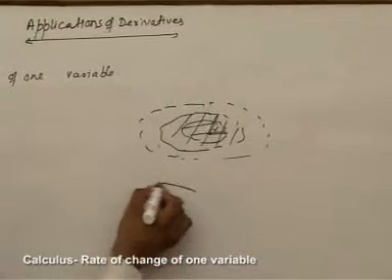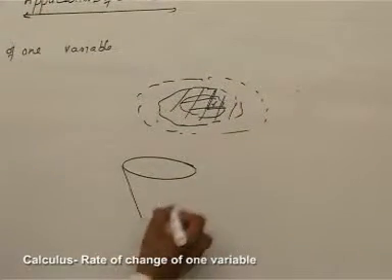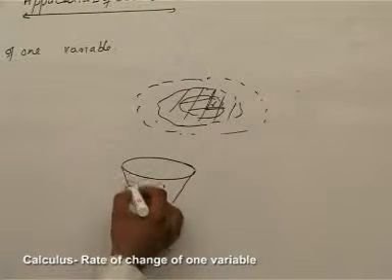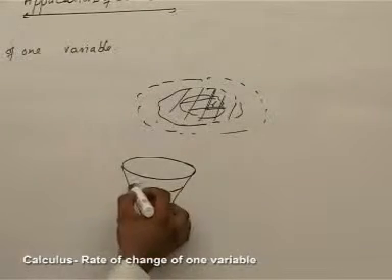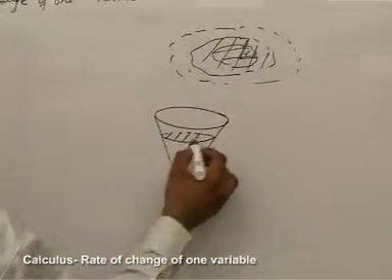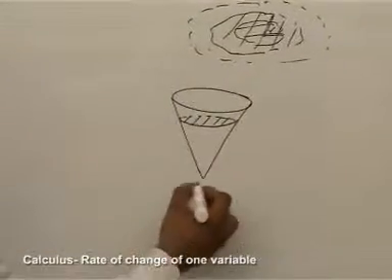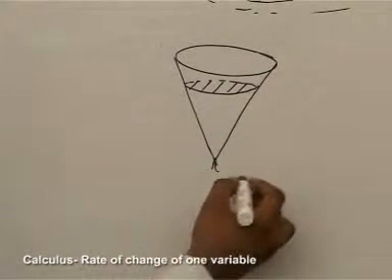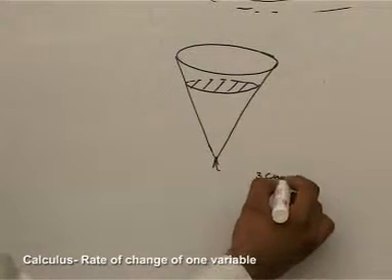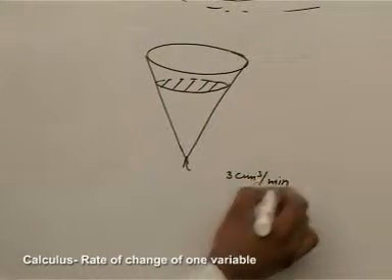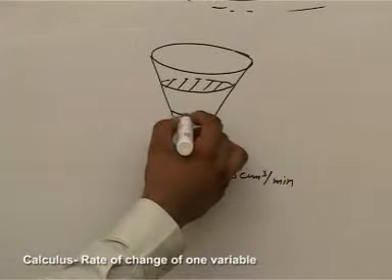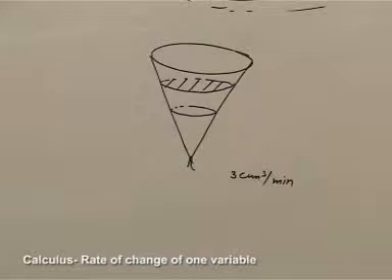Another example, say a cone is there. Say this cone is filled with water at this level at a particular time. Say this is the level of water in the cone. Suppose we make a hole here, and water starts dripping at a certain rate, say 3 centimeter cube per minute. Now after some time the water remains at this level. Let us see what are the things which have changed.